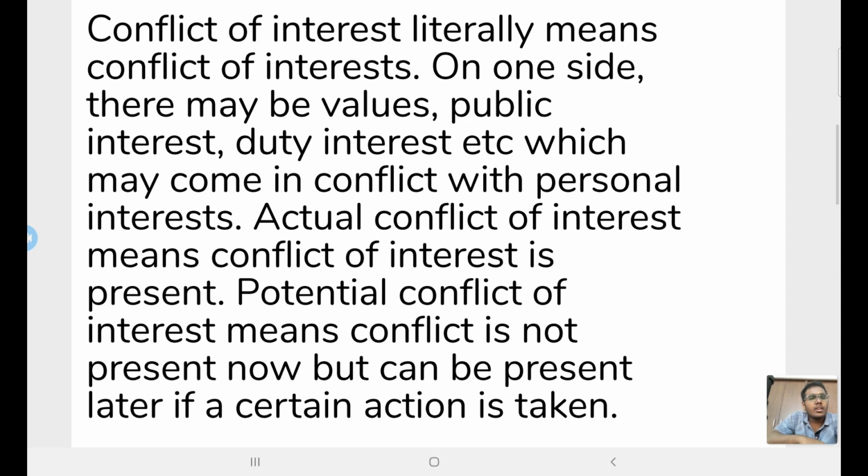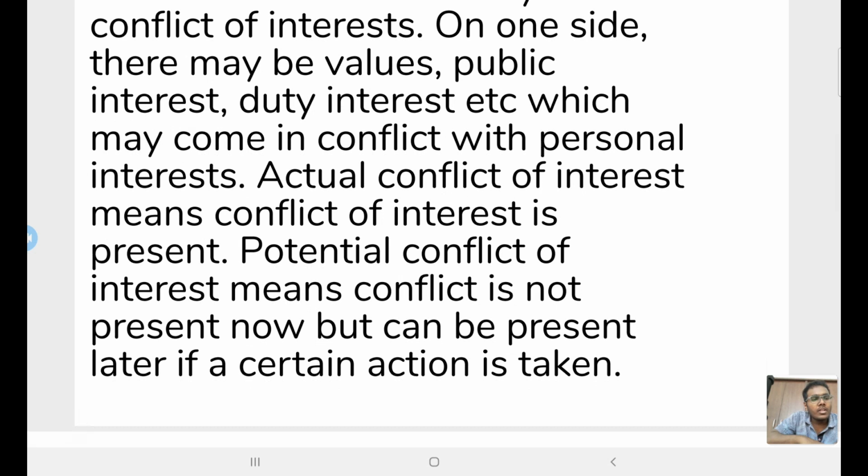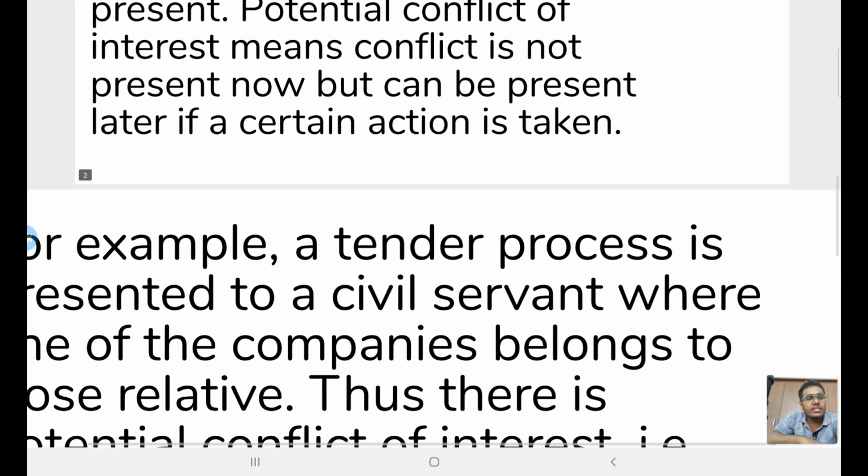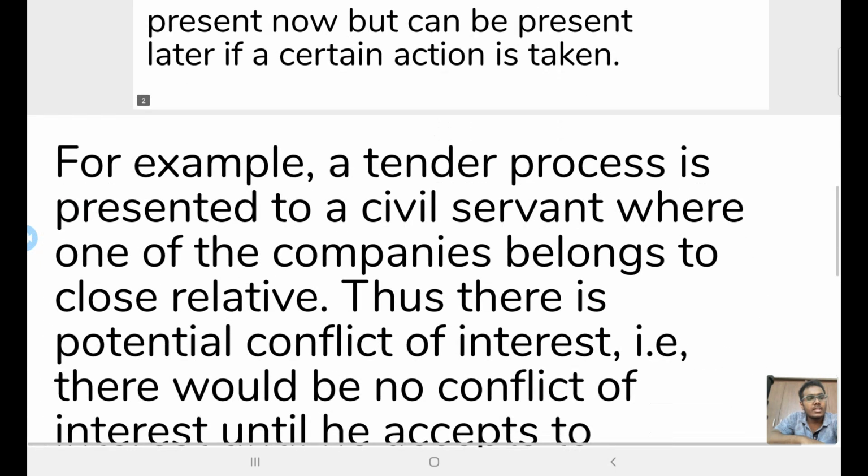However, potential conflict of interest means conflict of interest is not present now, but it can be present later if a certain action is taken. So potential conflict of interest means there is no conflict of interest as of now, but it can be present later if a certain action is taken. So let us see. We have to give examples since that is what the question asks.